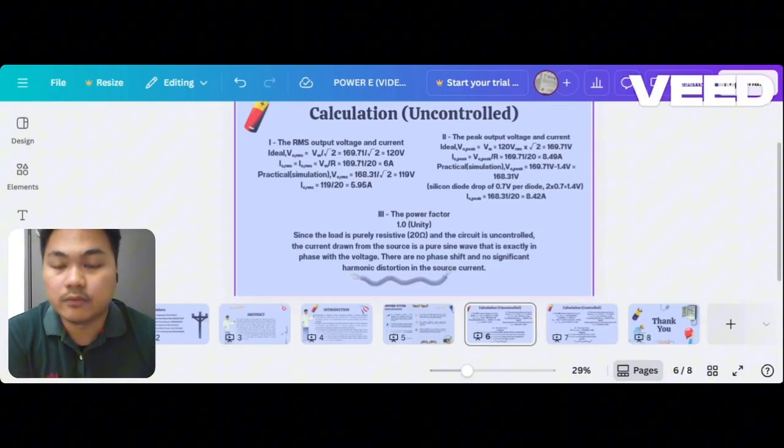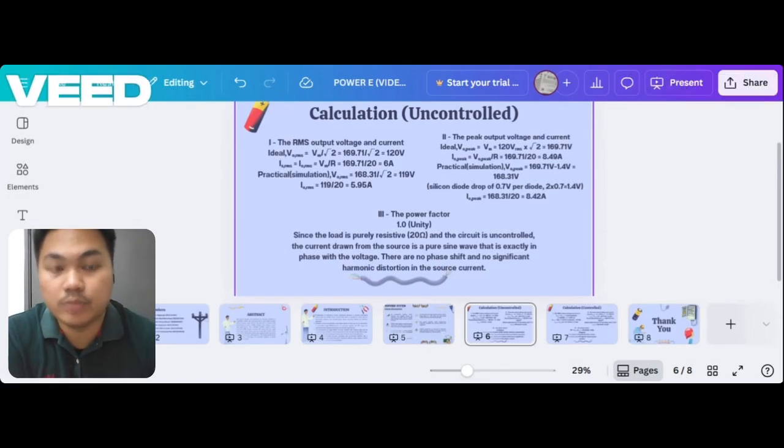So for the practical simulation value, V naught peak equals 169.71 minus 1.4 volt, equal to 168.31 volt. This is because of the silicon diode drop of 0.7 volt per diode, so 2 diodes times 0.7 equals 1.4 volt. So the I naught peak equals 168.31 volt over 20 ohm, equal to 8.42 ampere.